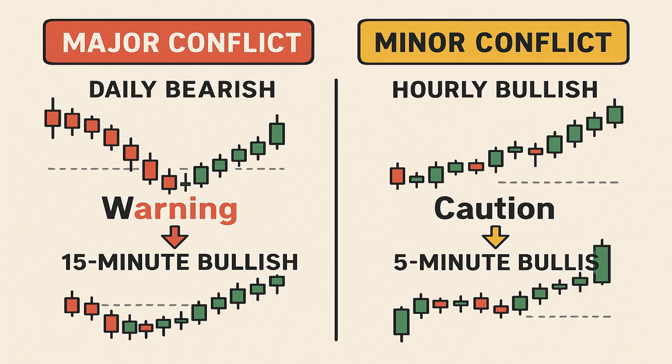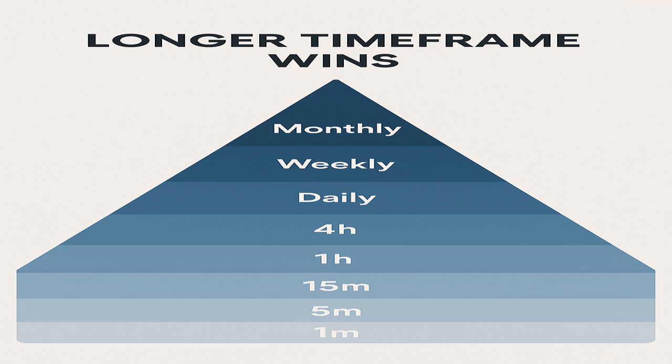Here's your conflict resolution hierarchy. First, check if the conflict is major or minor. A major conflict is when primary and secondary timeframes completely disagree on direction. A minor conflict is when they agree on direction but disagree on timing. For major conflicts, always side with the longer timeframe and wait. For minor conflicts, use your confirmation timeframe as the tiebreaker. If all three timeframes disagree, that's a clear signal to stay out of the market entirely. No trade is better than a confused trade.